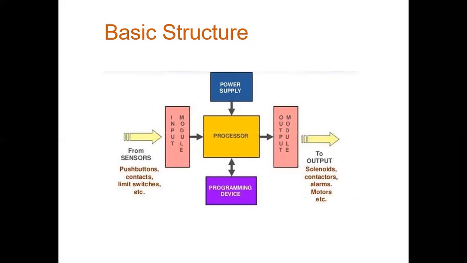So this is the basic structure of PLC. Inputs from sensors are received by the input module, such as push buttons, contacts, and limit switches. That means these are input devices. The data is processed by the processor. The power supply unit gives power to all the functional blocks to enable operation. Then the programming device has a memory, where we already store the program. When executing the program, the processor will analyze the input and produce the output.